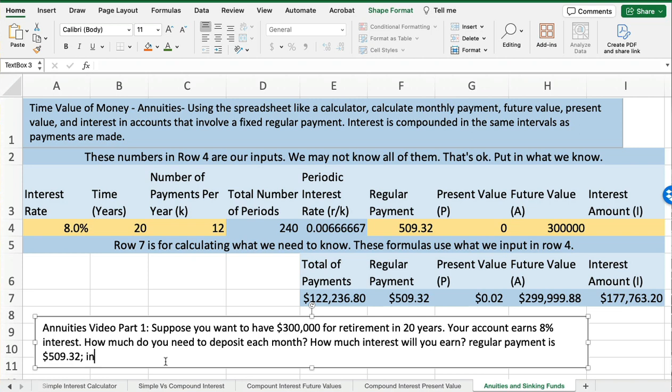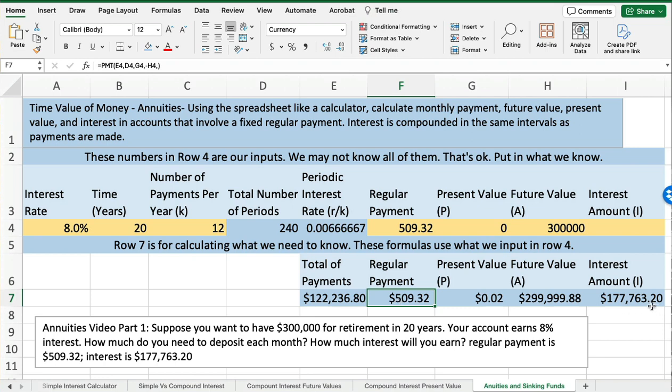So our total interest is going to be $177,763.20. So that answers our first question, and we've got our regular payment formula in, and we have our interest amount formula in. Next time we'll get a couple more of these formulas in. So see you in the next video.